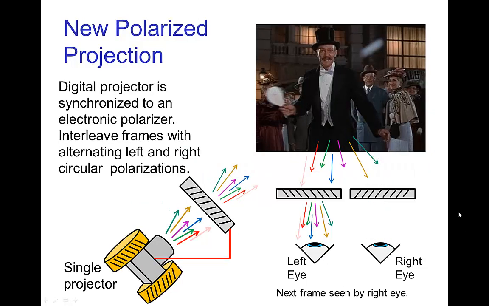A more modern technique is to have a single projector and the projector simply alternates each frame, either being the view for the right eye or the view for the left eye, and it has a digital polarizer which switches the polarization from left to right with each frame, corresponding to whether it's a frame that should be seen by the left eye or by the right eye.